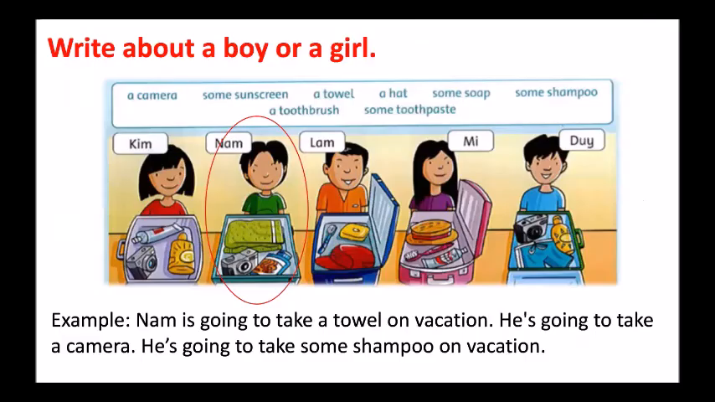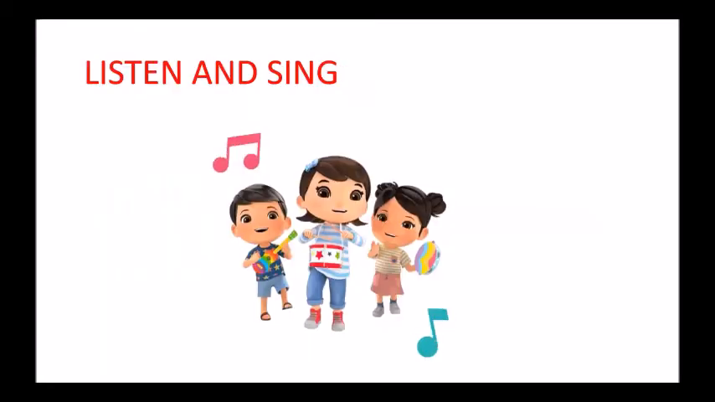Very good. Now look at boys and girls again. You can choose a boy or a girl to write about them. This is an example. I will choose Nam and I will write, Nam is going to take a towel on vacation. He's going to take a camera. He's going to take some shampoo on vacation. Now it's time for you. Finished. Very good. Now we will listen to the song.